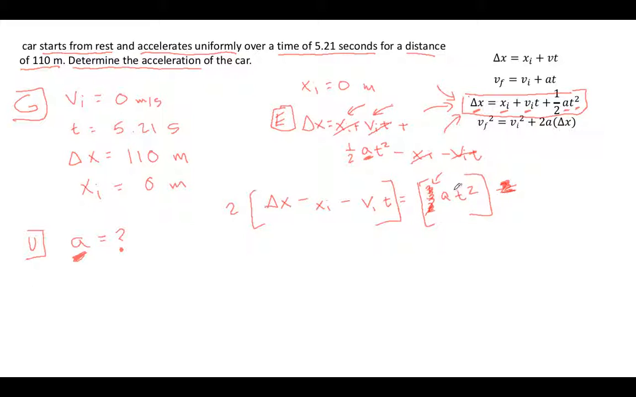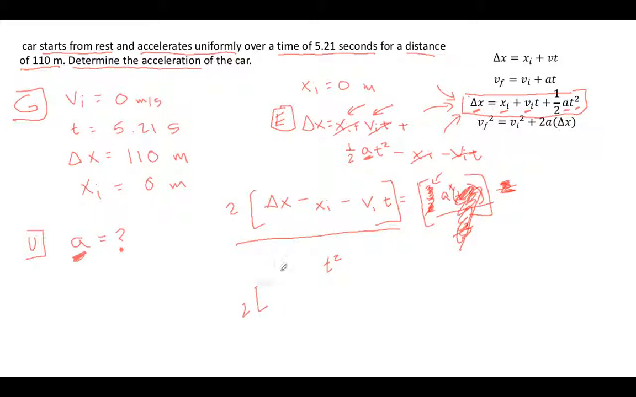So a is still not by itself. We need to get rid of this t squared. Since they're being multiplied, we're going to divide this whole thing by t squared. If we do it to that side, we have to do it to this side. These cancel out, and we're left with just a. And so 2 times delta x minus x initial minus vit, over t squared, equals a.